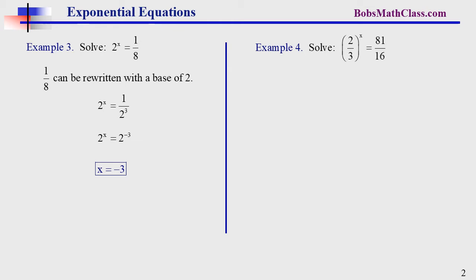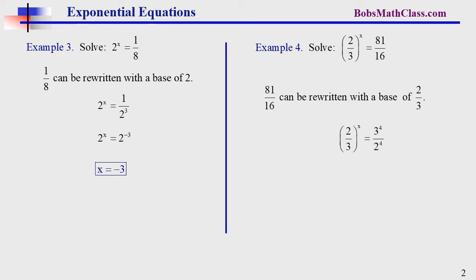All right, this next one, 81 over 16. And we have a 2/3 on the right. So let's try to use those same numbers, 2 and 3. How about the 81? Is it 2 to a power? No. How about 3 to a power? Yeah, 3 to the 4th. We just talked about that. And 16, is that 2 to a power? Yeah, 4. So they're both to the 4th power.